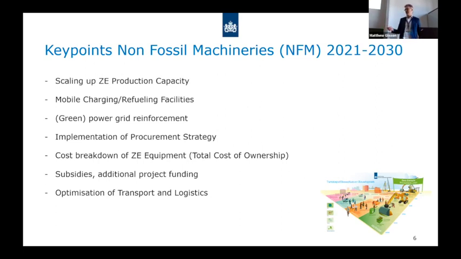down because the investments will go down, and using zero emission equipment in the end is cheaper than diesel equipment, because your energy costs will be lower and your maintenance costs will be lower. So that's the long-term perspective. But to get there, we have to pass a few thresholds, and that may require subsidies and additional project funding, which we provide from the government.